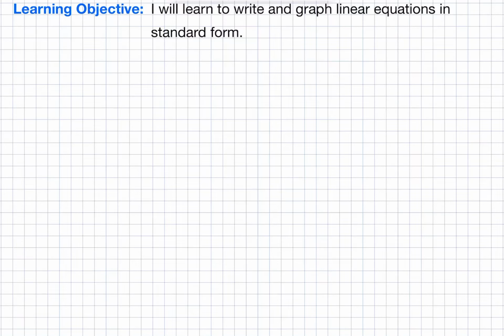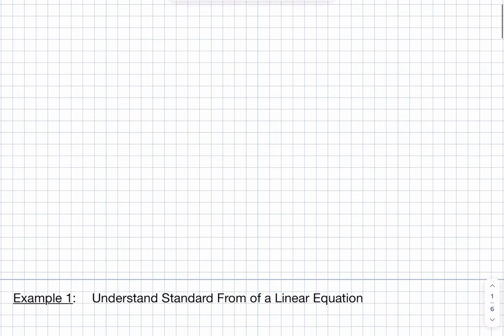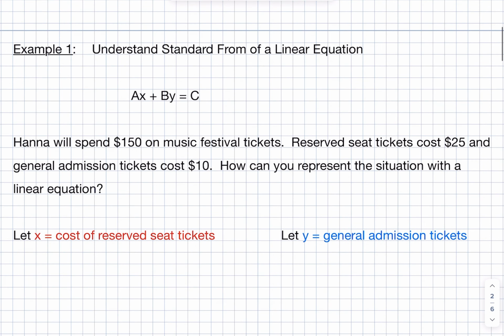Okay, class, in this lesson, you are going to learn to write and graph linear equations, this time in standard form. So let's go ahead and get started with the first example. Okay, so standard form is basically in the form of ax plus by is equal to c. So whenever you see equations with this format, then you'll know that it is in standard form.